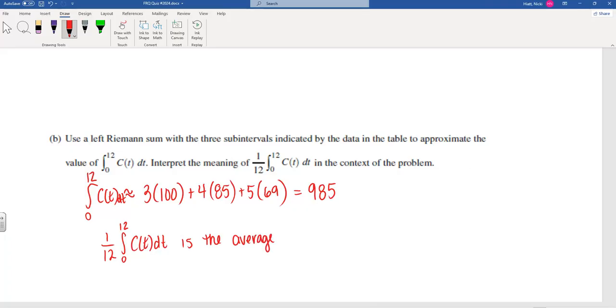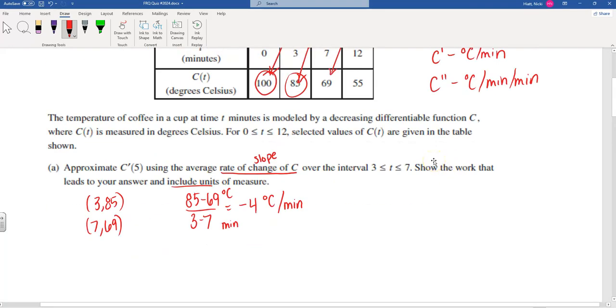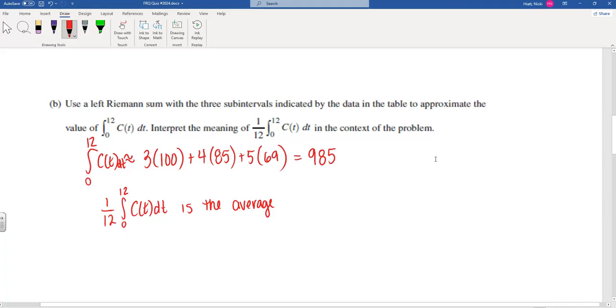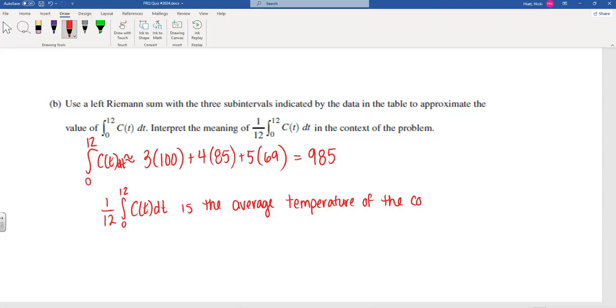And so it's average value of what? What is C of t? It's degrees Celsius, so it's the temperature, right, of the coffee. So it is the average. You can put value of the temperature, but that really is not worded very well. The average temperature of the coffee from t equals 0 to t equals 12 minutes. There.